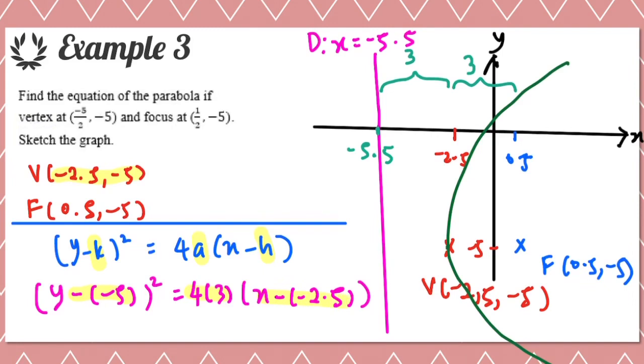So let's solve this one and this one here. Let's open up all of the brackets. Therefore, your answer is (y plus 5) squared equal to 12 (x plus 2.5). So that is the general equation of a parabola opening right.